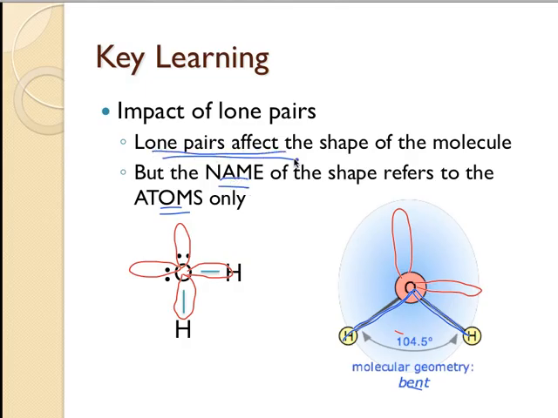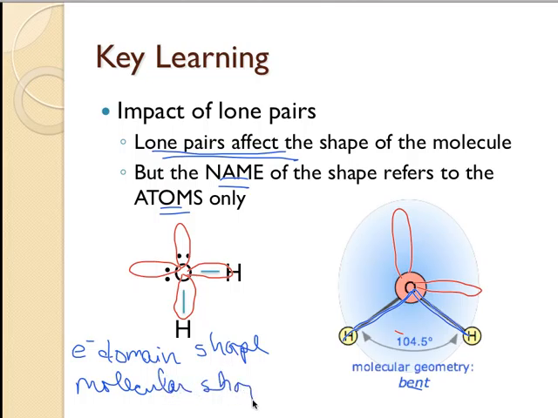The lone pairs definitely affect the shape of the molecule. So sometimes what I find helpful is to talk about the electron domain shape, and then the next step is to actually talk about the molecular shape. These two things can be the same. Frequently they are different. So the electron domain shape for water is actually tetrahedral, but because only 2 of them are bonded, the molecular shape is bent. But these unshared pairs force these 2 bonds to be pushed together.